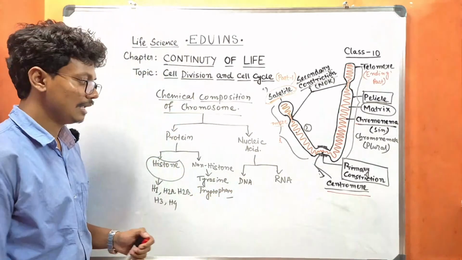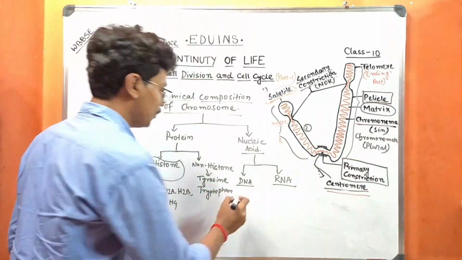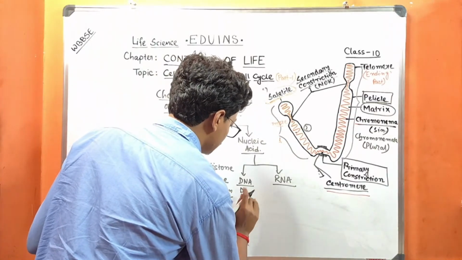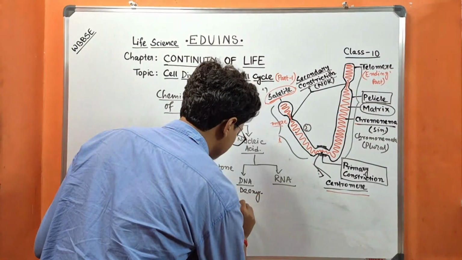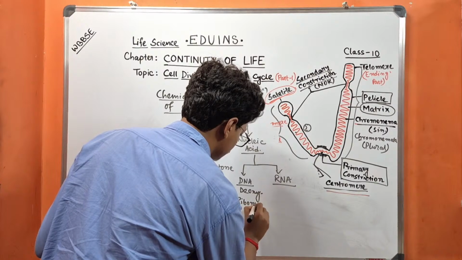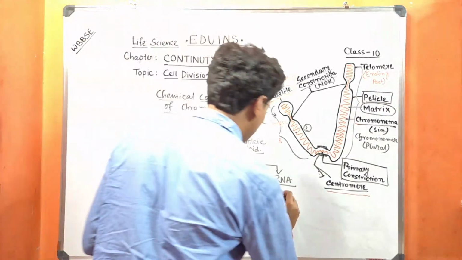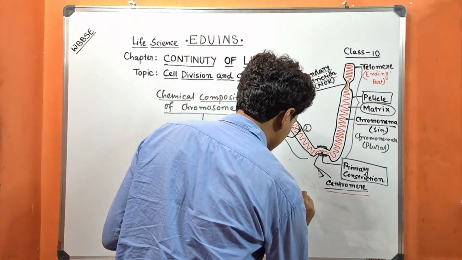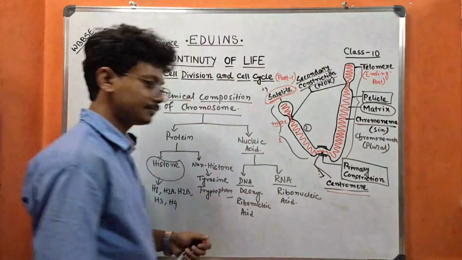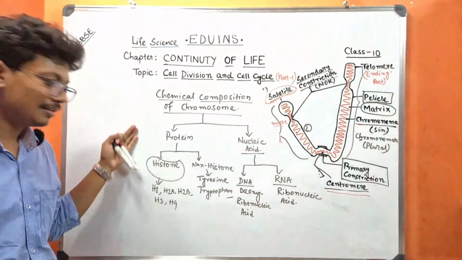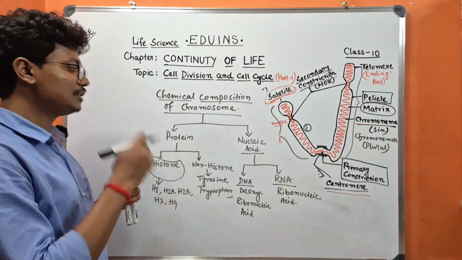In the case of nucleic acid, there are two forms: one is DNA, which stands for deoxyribonucleic acid, and RNA stands for ribonucleic acid. So this is the whole chemical composition of the chromosome. So how is it organized?